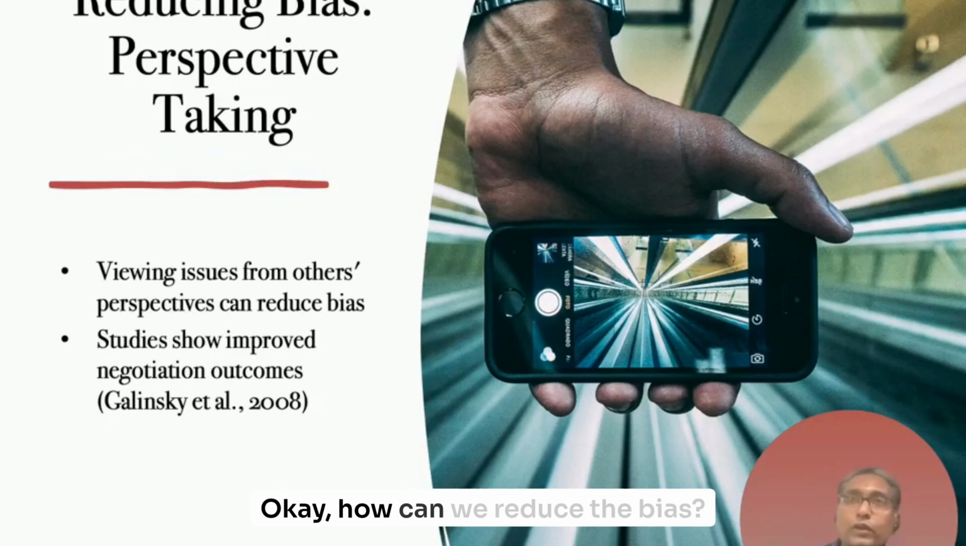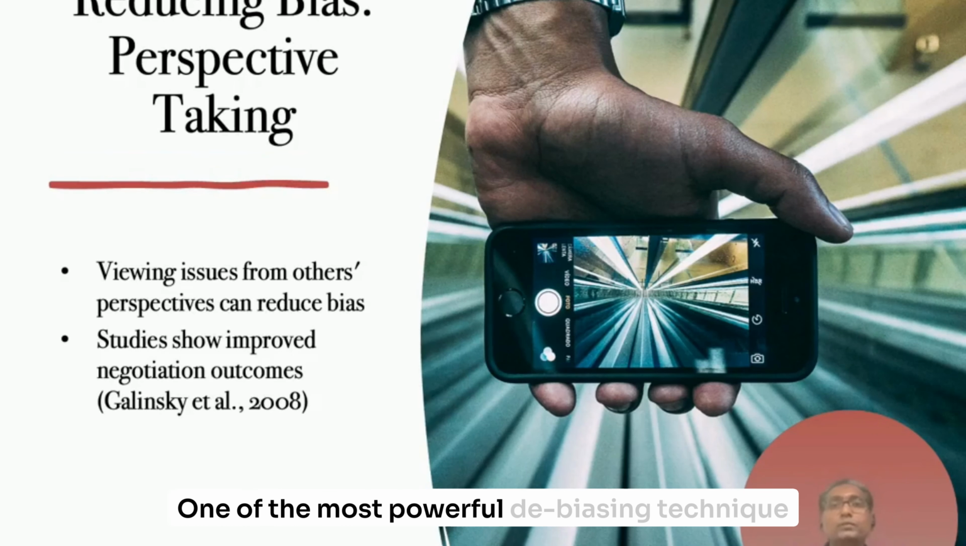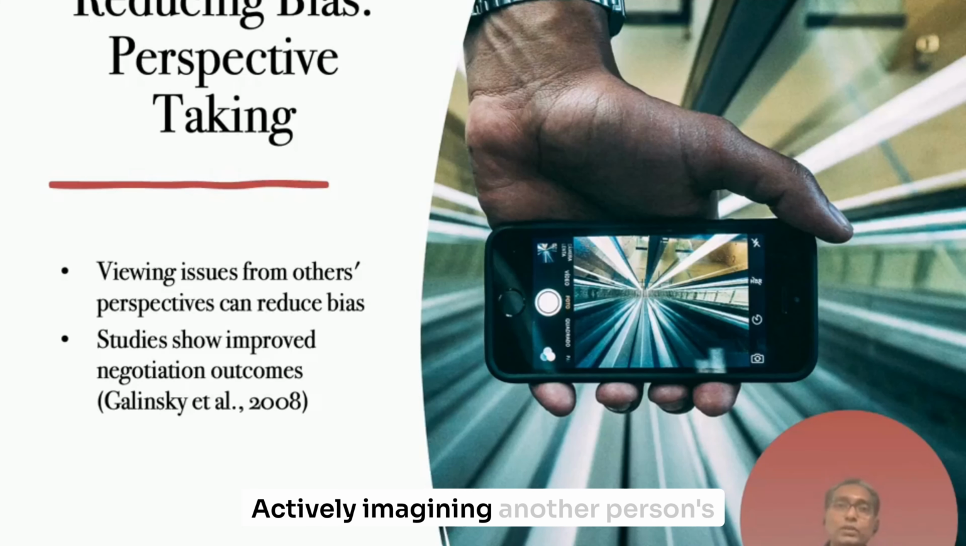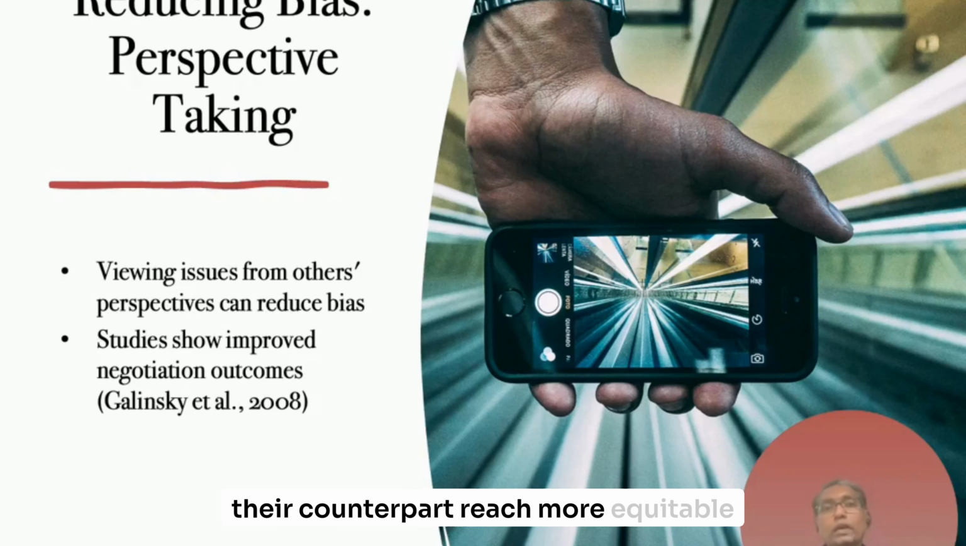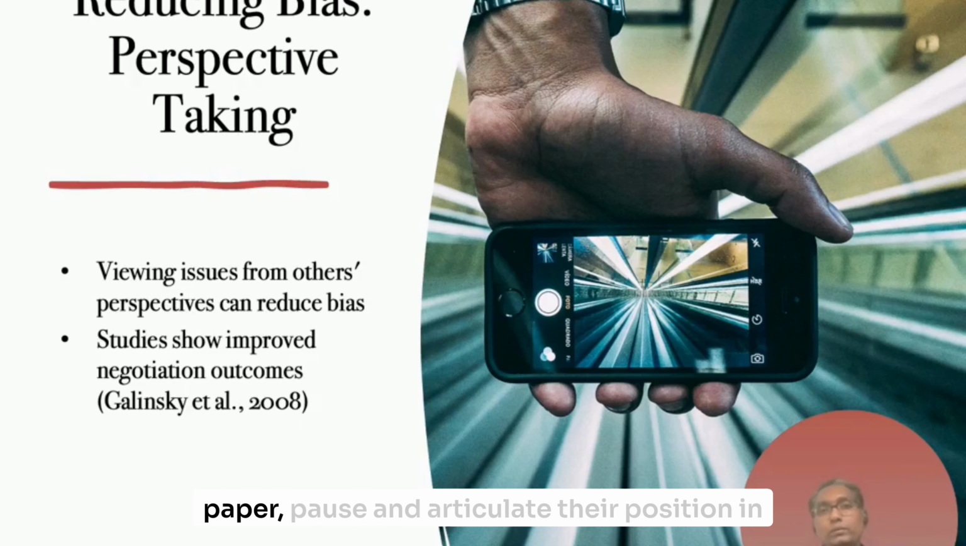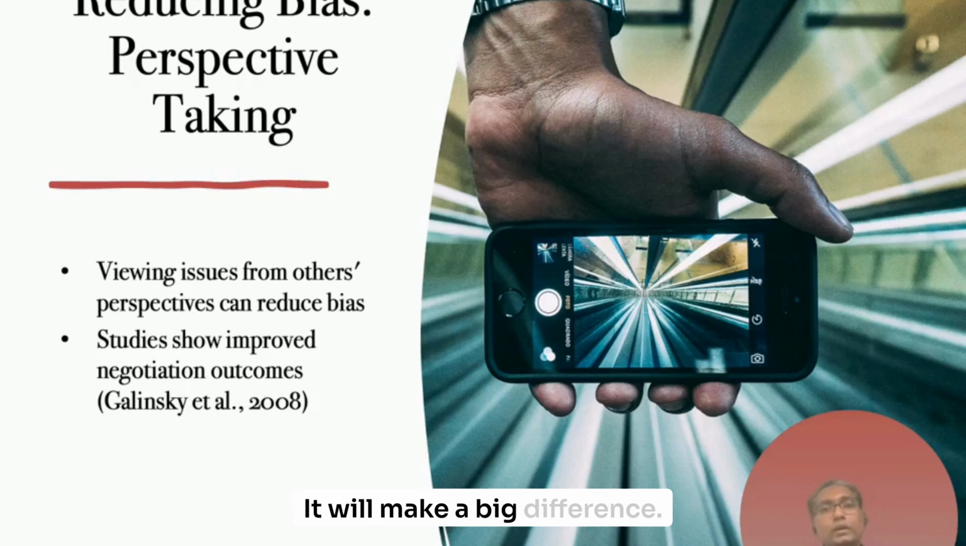Okay, how can we reduce bias? Perspective taking is one way. One of the most powerful debiasing techniques is perspective taking, actively imagining another person's viewpoint. Research shows negotiators who role play their counterpart reach more equitable agreements. Next time you debate a peer or review a paper, pause and articulate their position in your own words. It will make a big difference.